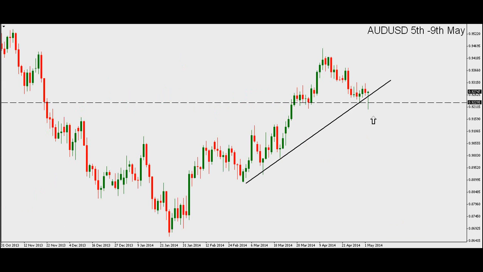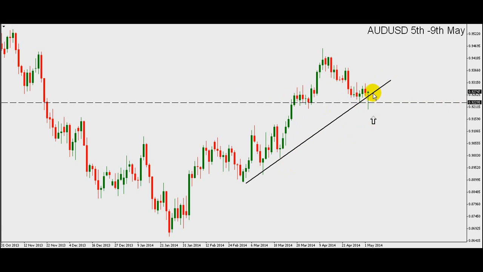Next up we've got Aussie dollar, AUD USD. Here's the Aussie dollar trend line. We've actually got a signal here. This is being recorded before the markets open on a Sunday. So we have a candlestick pattern here which could be used at this level. We've got the horizontal support line and a trend line.